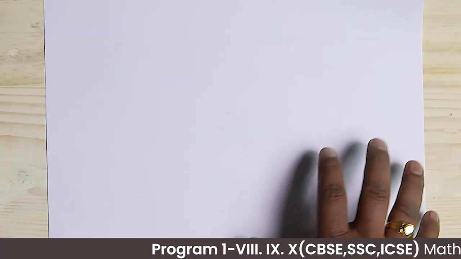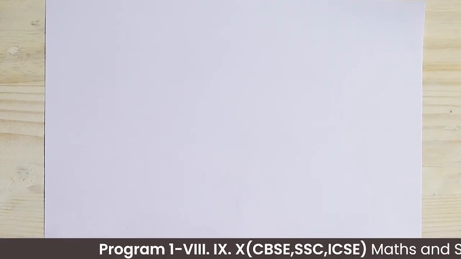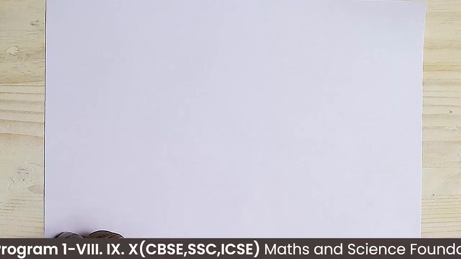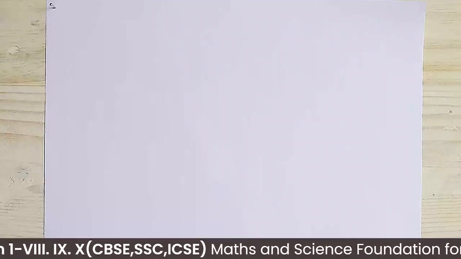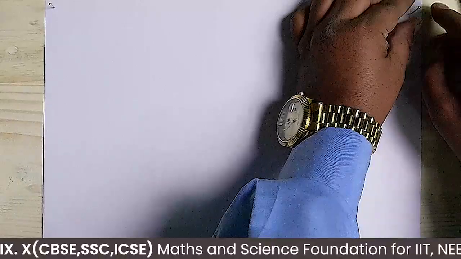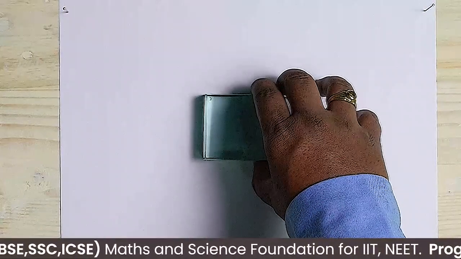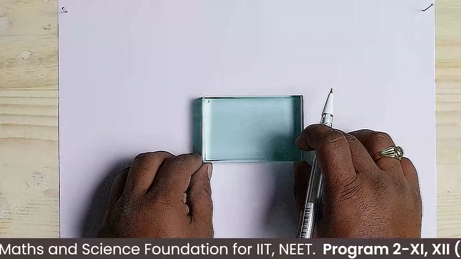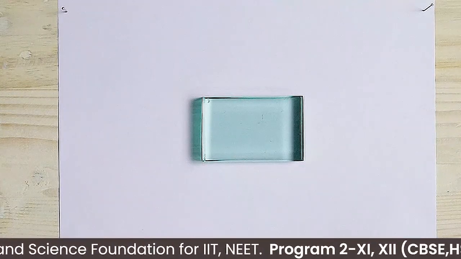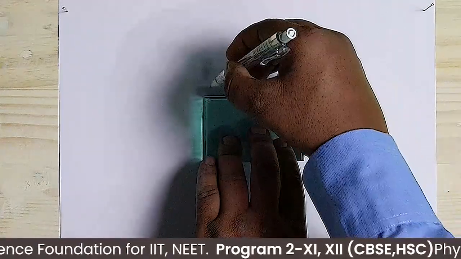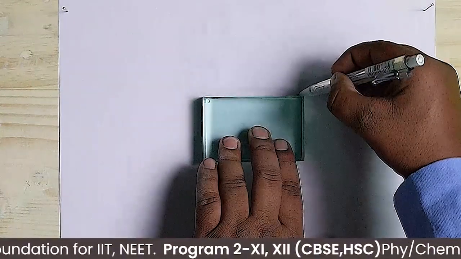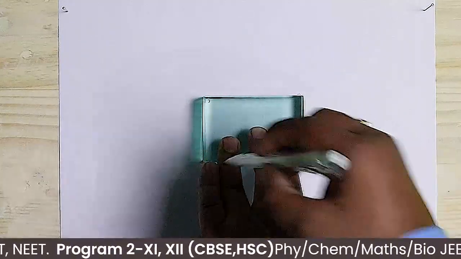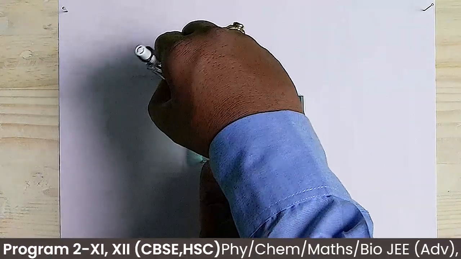Place the white paper on the drawing board and fix 4 pins at the corners of the paper. Place the glass slab at the center of the paper. Draw the border along the borders of the glass slab.